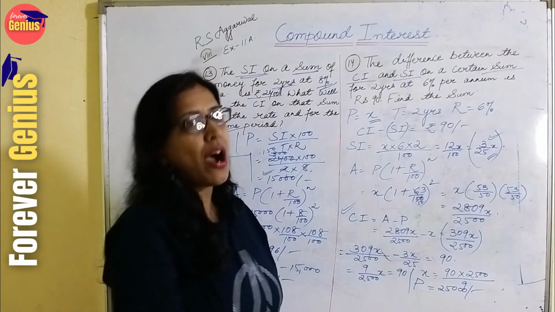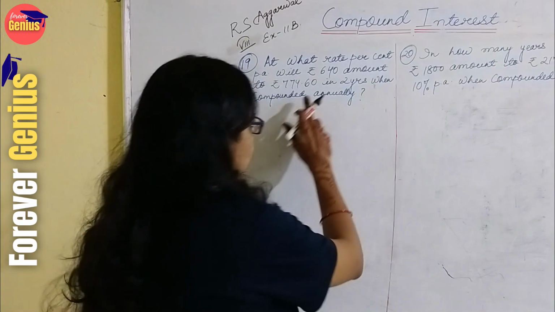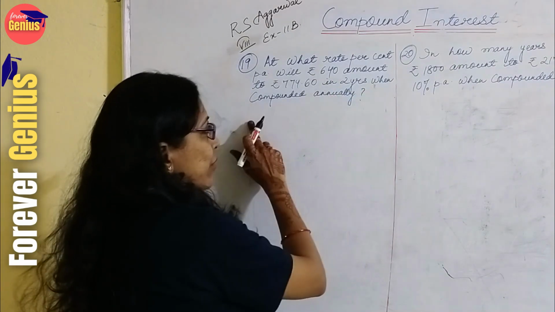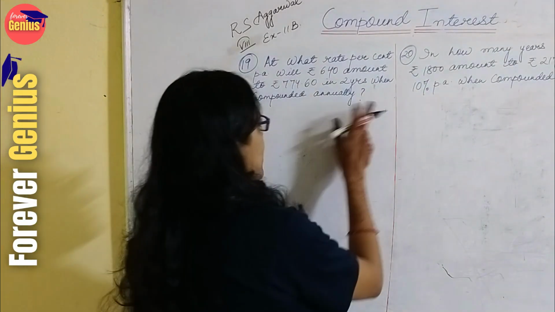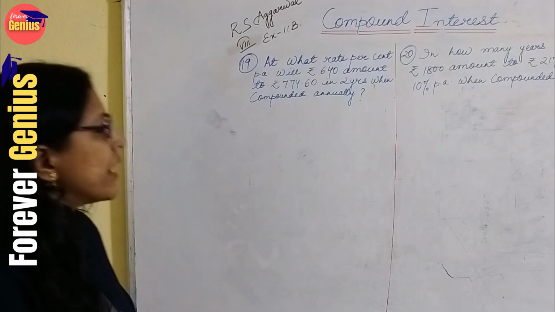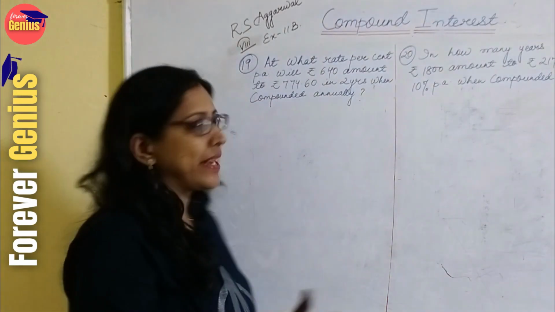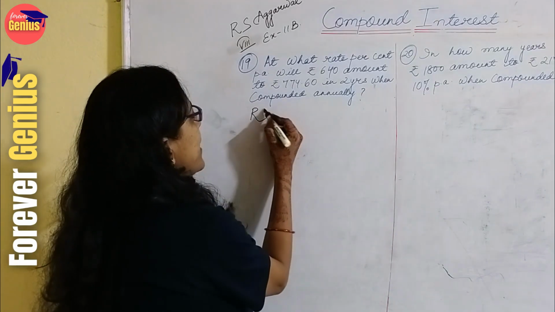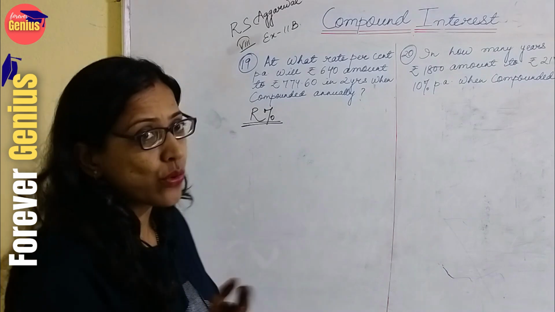So now let's look at another sum. At what rate percent per annum will rupees 640 amount to 774.40 in 2 years when compounded annually? In this case, we have to find out the rate percentage. So rate percentage we have to find out in this question.